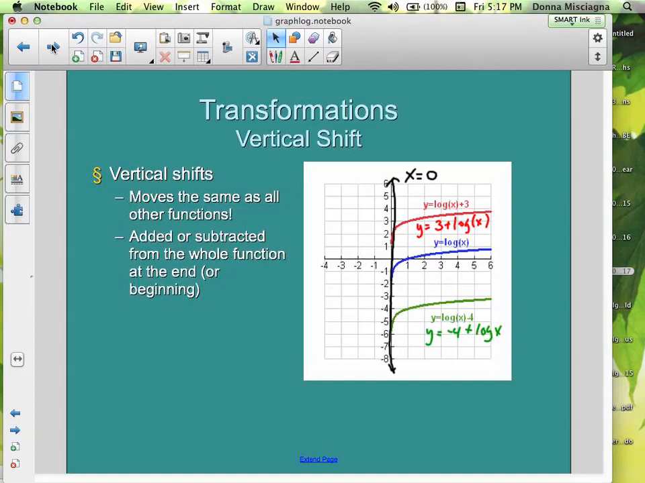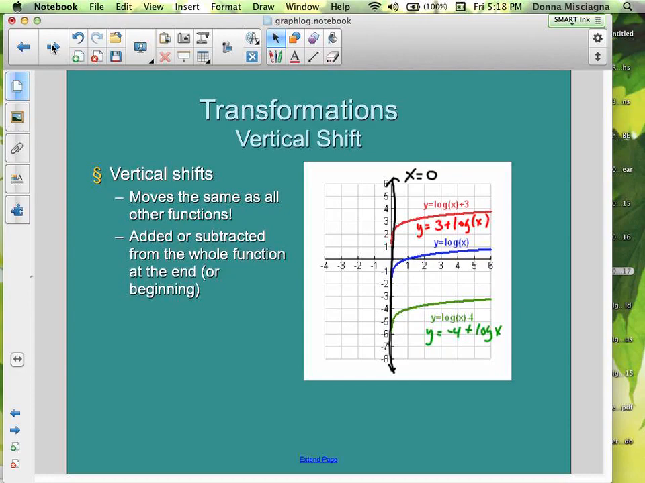All right, so we have our vertical shifts. And it's the same as our other functions. If you add or subtract something to the whole function at the end or the beginning, so y equals log x plus 3 is the same as y equals 3 plus log x. And y equals -4 plus log x is the same as y equals log x minus 4. It shifts it up and down. It doesn't change the domain, or range for that matter, and it doesn't change your vertical asymptote. It just shifts the function up and down.